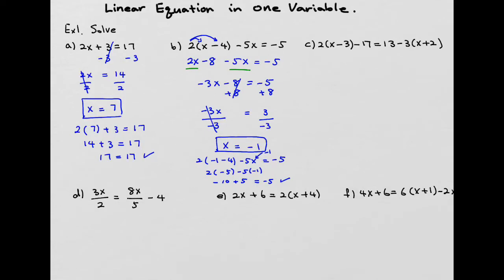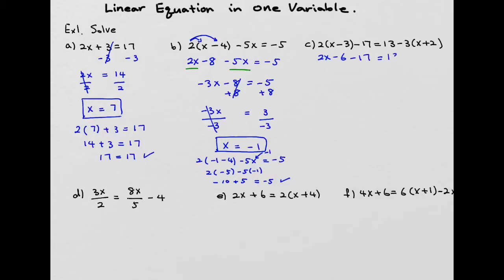Okay, let's try one other one that's pretty long. And it looks like you have double parentheses. You have one here, you have another parenthesis on the other side. So the first thing I want to do is distribute to open the parenthesis. When I distribute 2, I get 2 times x, 2x, 2 times negative 3, negative 6, and you have negative 17. What about the other side?